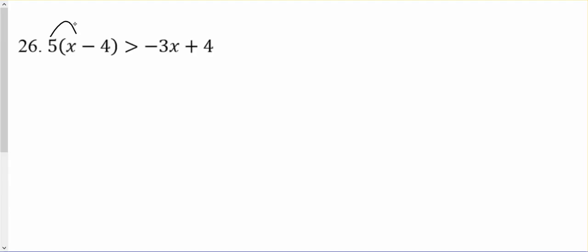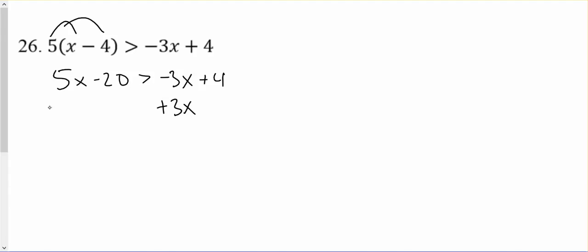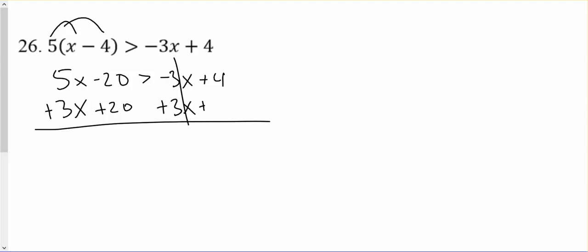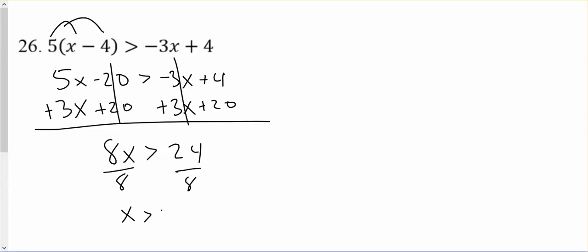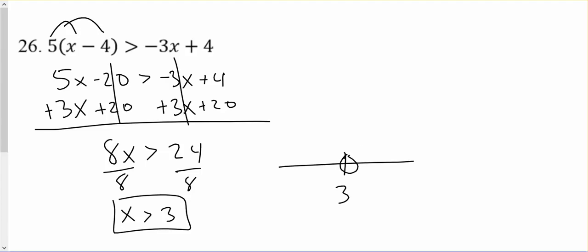26. Let's distribute. 5x minus 20 is greater than negative 3x plus 4. Let's get our variable on the left, so we'll add 3x to both sides. If my variable is going on the left, let's put our constants on the right, so we'll add 20 to both sides. 5x and 3x makes 8x. 4 and 20 make 24. Divide by 8. All real numbers greater than 3. Open circle going to the right.